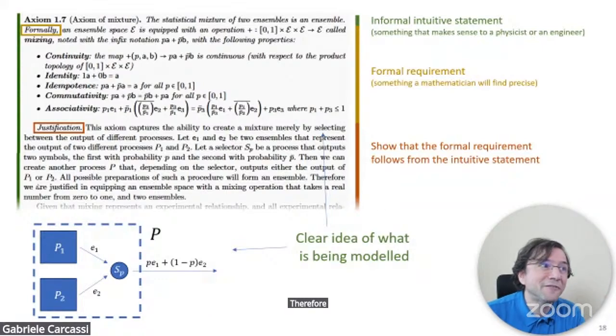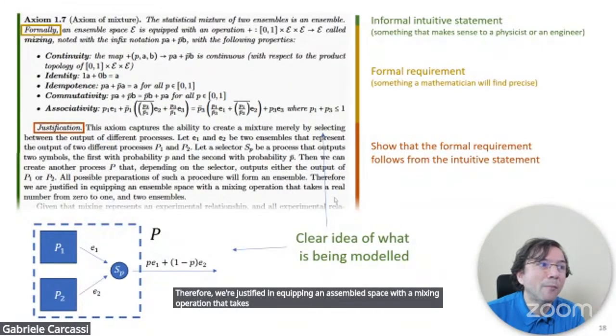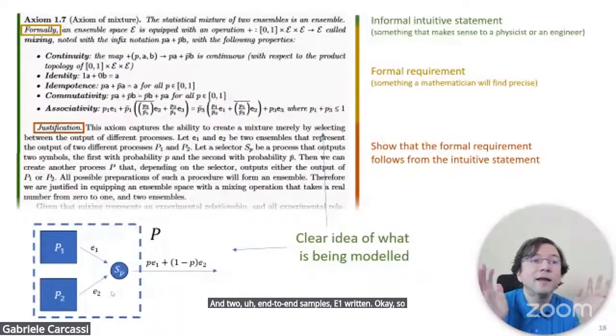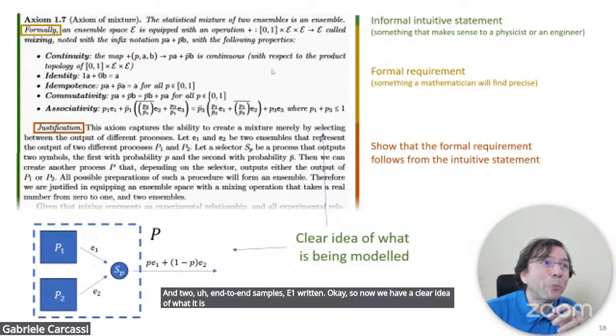Therefore, we're justified in equipping an ensemble space with a mixing operation that takes a real number from 0 to 1, the probability of the mixture, and two ensembles, E1 and E2. Okay, so now we have a clear idea of what it is that this plus is describing, because we know what it is as a model.